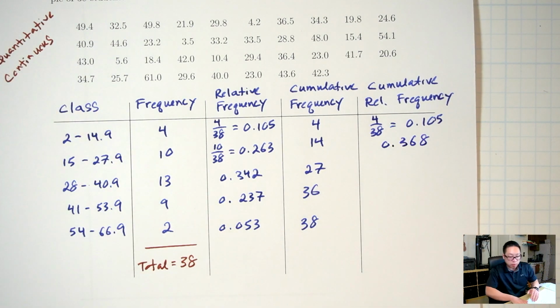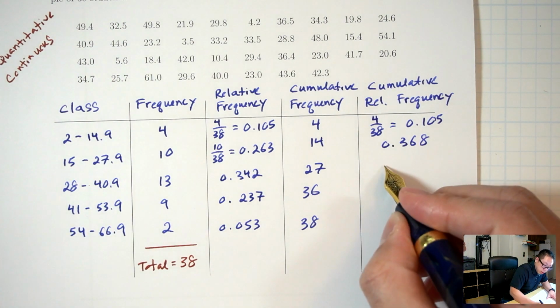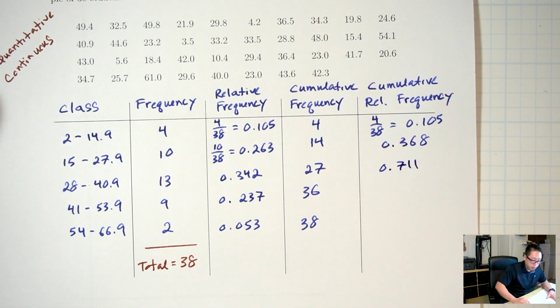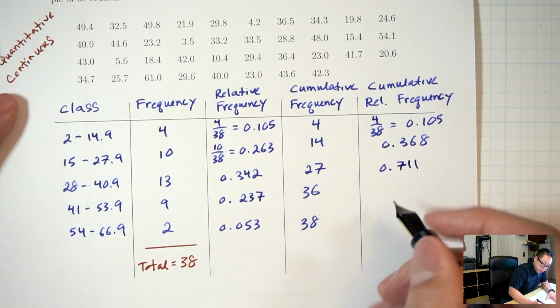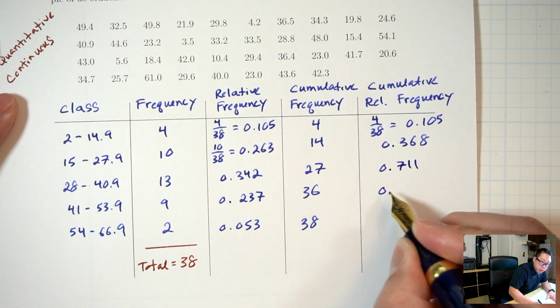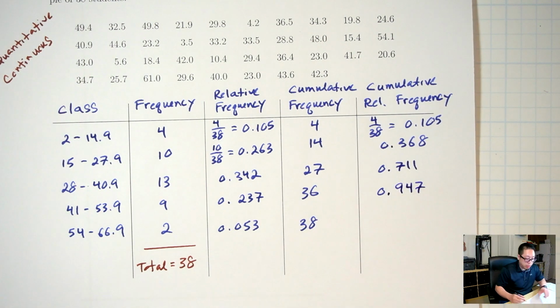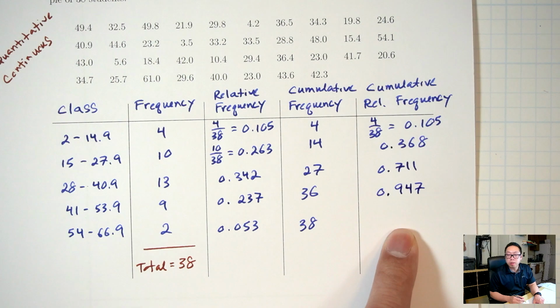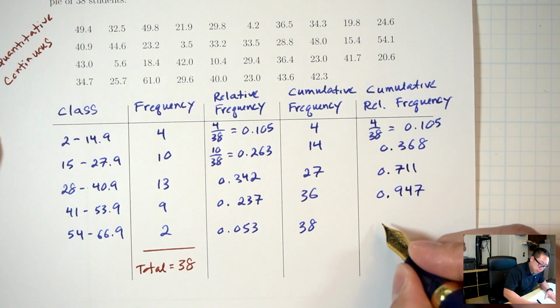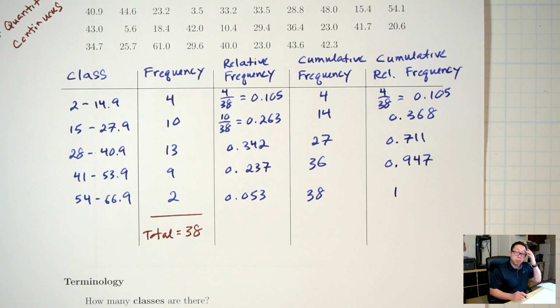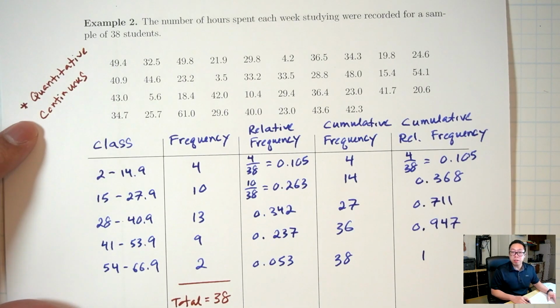Next is 27 divided by 38, which is 0.711. Next, 36 divided by 38 is 0.947. And last, 38 divided by 38 is going to be 1. And that's a distribution for quantitative continuous data.